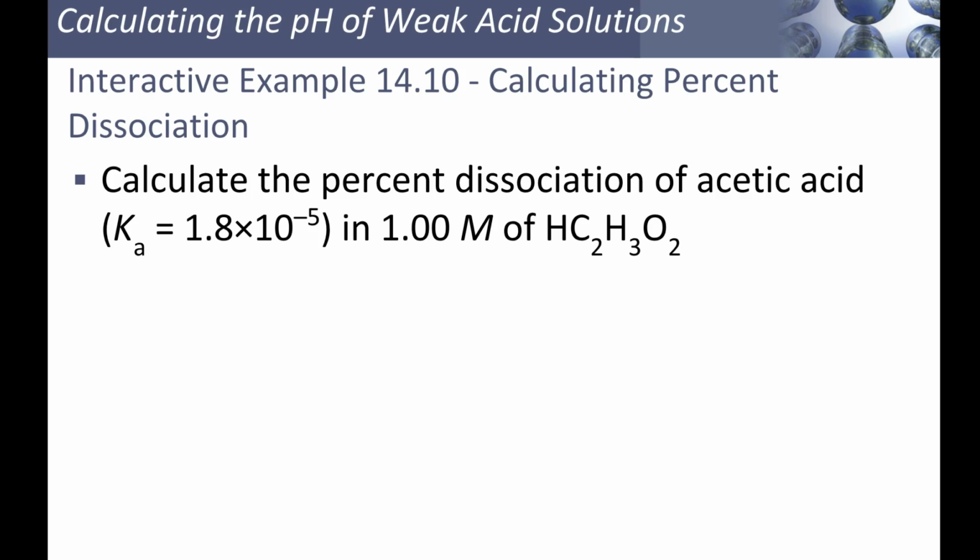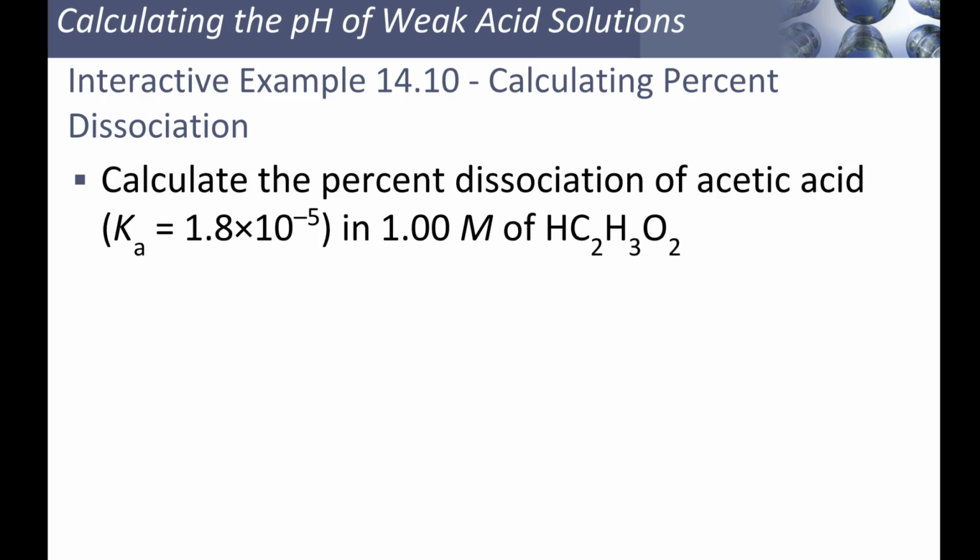So let's say we want to calculate percent dissociation of acetic acid. You're given Ka, 1.8 times 10 to the negative 5. You're given the molarity of acetic acid. How are you going to calculate how much of this really dissociated? What do you need to determine percent dissociation? You need the initial concentration. You start with 1 molar acetic acid. And you need the amount of dissociation. How are you going to know that?